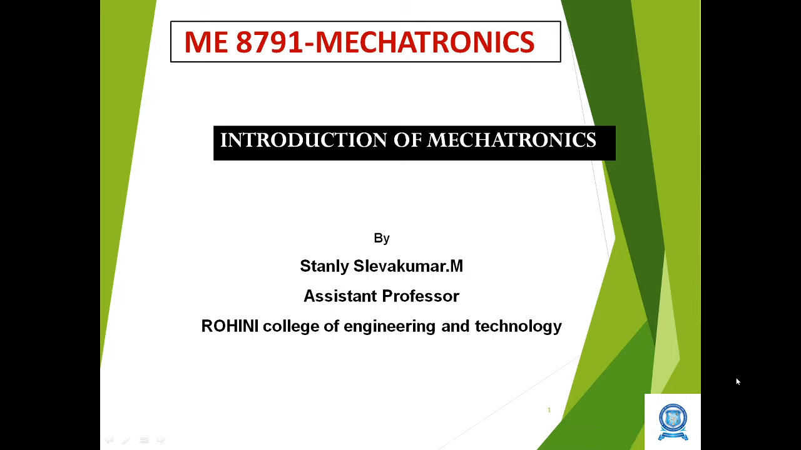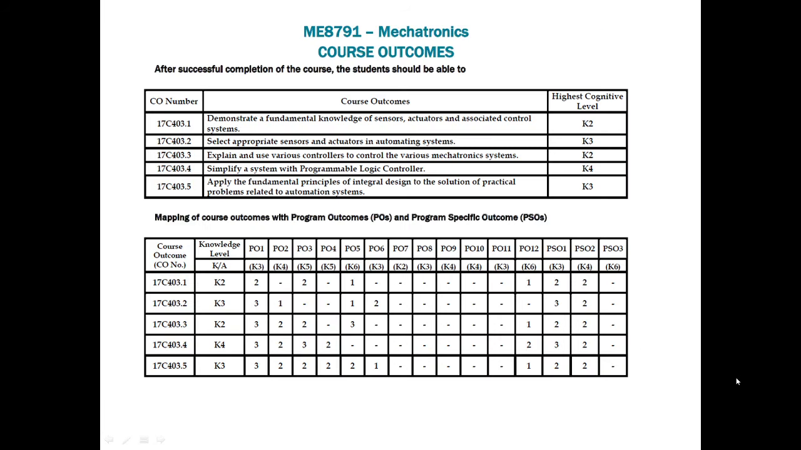Hello students, in this session we are going to see about the introduction of mechatronics. Mechatronics is a subject in 7th semester. The subject code is ME8791 and we have 5 course outcomes.